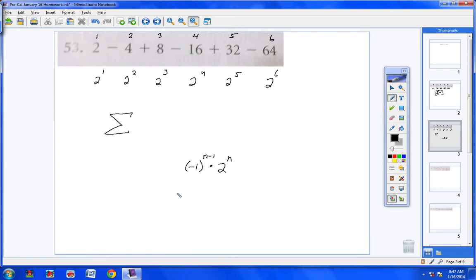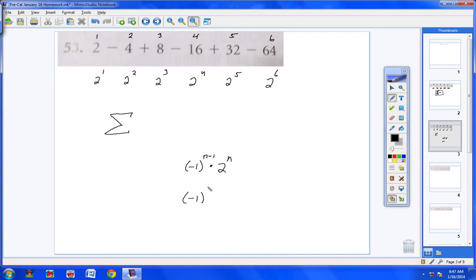Watch, I will show this to you, okay? Let's put a 1 in for n. 1 minus 1 is 0. Now, anything to the 0 power is just 1, so I get a 1. And then 2 to the 1 is 2, so I get out 2, which is what I want. Now put a 2 in for n, and watch what happens.